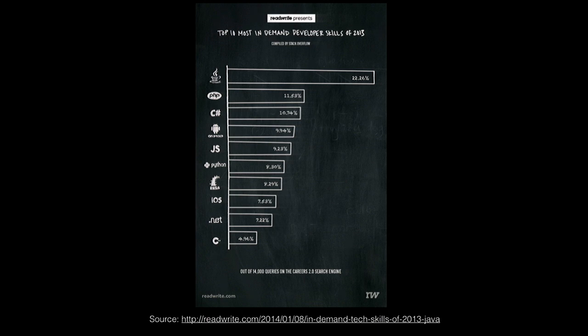And more positive news, this is the histogram of the top searches for skills on the Stack Overflow jobs site. And Java is a clear leader there. This was out of 14,000 queries on the Careers 2.0 search engine last year. By far, most in-demand skill was Java. Suck at PHP. Yeah, sorry. Where's Ruby? Is it just above it? Where's Rails? Rails made the top 10. Ruby did not. Yep. Python beat Rails.